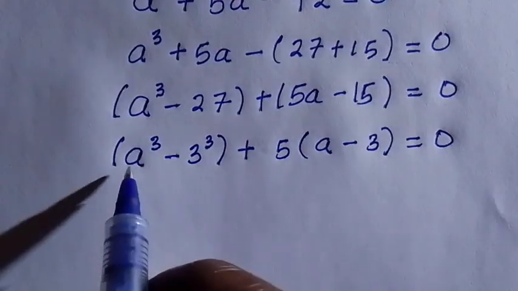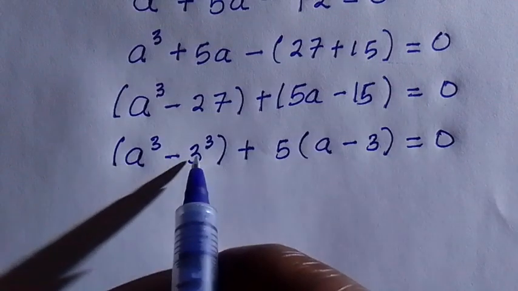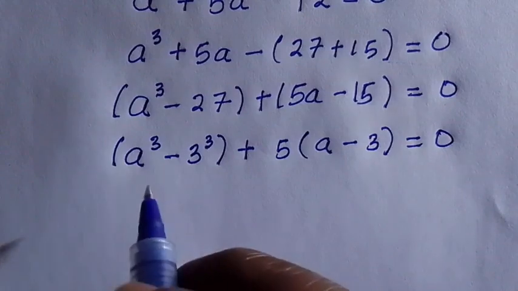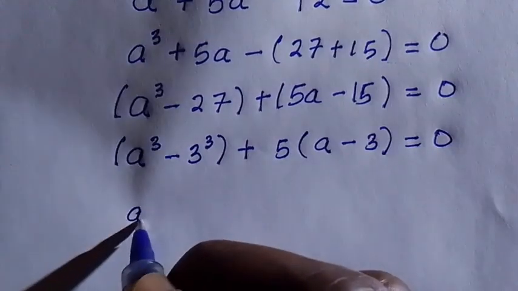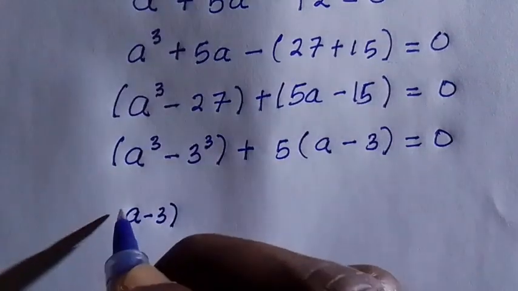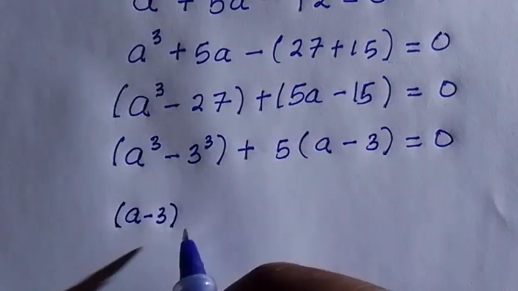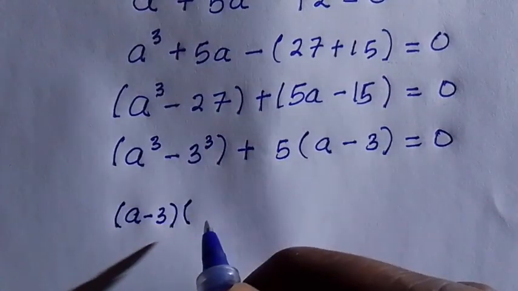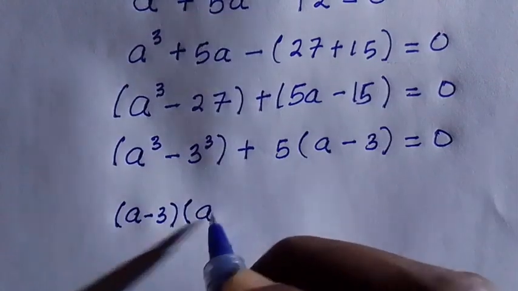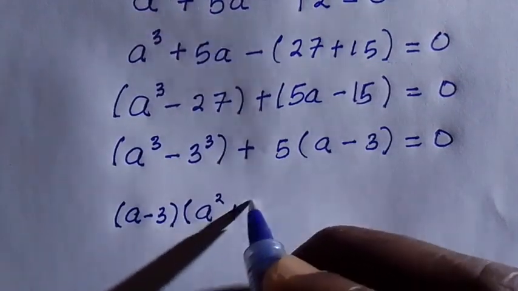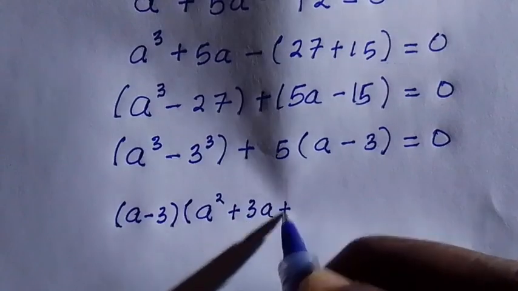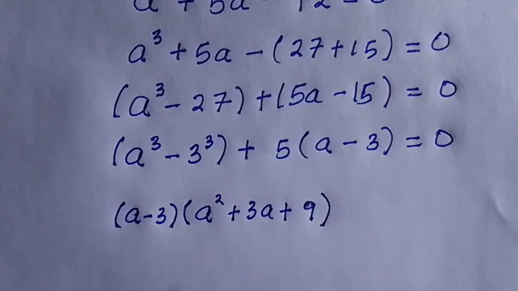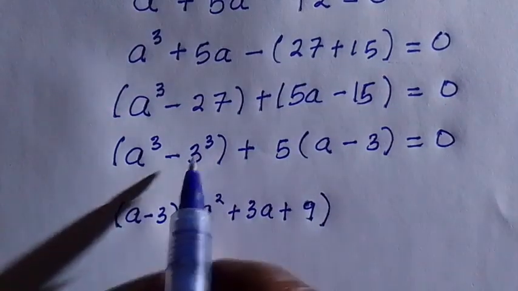If this is what we get, here we have a cube minus 3 cube. So this is a difference of two cubes, and the result of this one is given as a minus 3. It's an identity we should know, and this is the template for it. So we are going to write it as a minus 3, and we create another bracket. Then in this bracket, we write a squared plus 3a plus 3 squared, and that is 9. So here is what we have for this expansion.